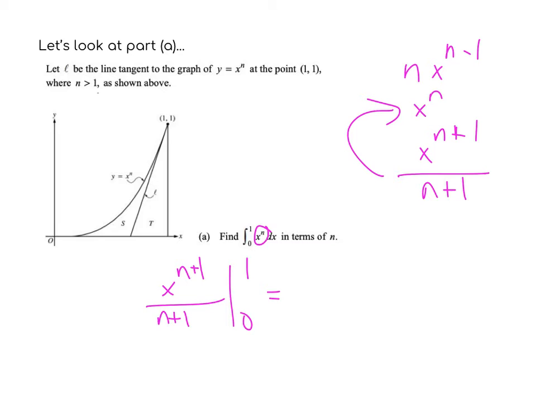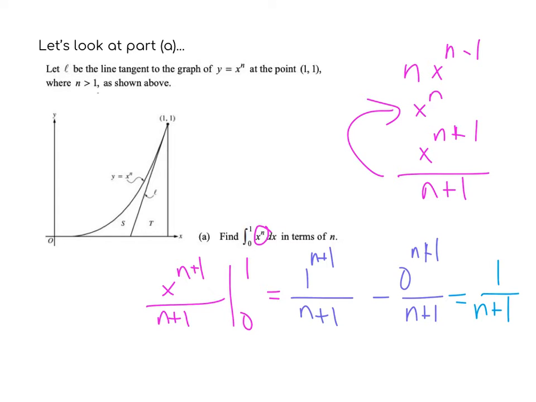Now let's go ahead and plug in. And so we're plugging in 1 for x. So 1 to the n plus 1 over n plus 1. And then we're plugging in 0 for x. 0 to the n plus 1 over n plus 1. And that's going to be 0, that stuff goes away. 1 to the n plus 1 is just 1, because that's 1 multiplied by itself n plus 1 times, however many times that is. And then divided by n plus 1, so I'm going to get 1 over n plus 1. And that's all I have to do for that question.